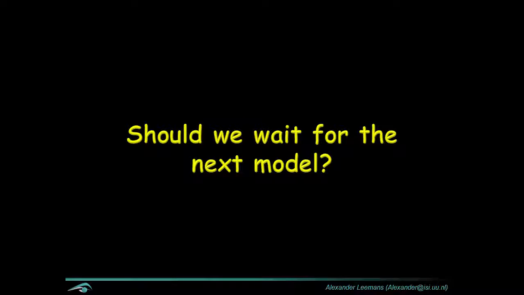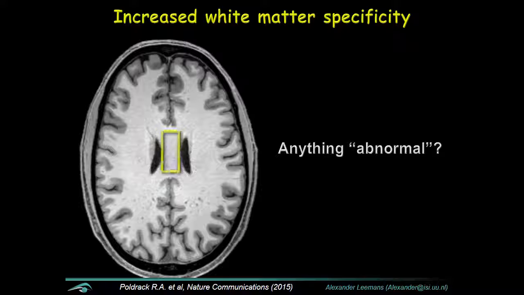There was a question in the audience this morning, like should we wait for the next model? So I've just added a few slides as an intermezzo to show that we can already do some interesting things with the models that we have. I'll emphasize this by showing you this image here. This is a T1 weighted image, and I'm asking you, is there anything abnormal that you can observe in this area? I asked 3 radiologists. None of them could see anything abnormal.